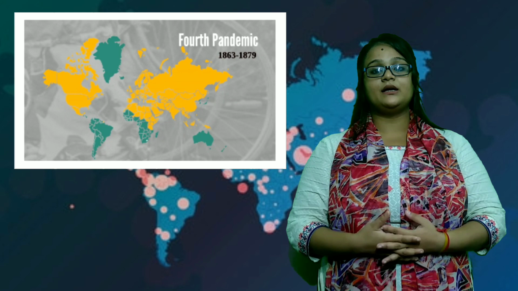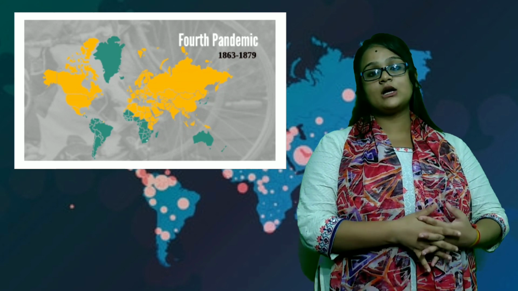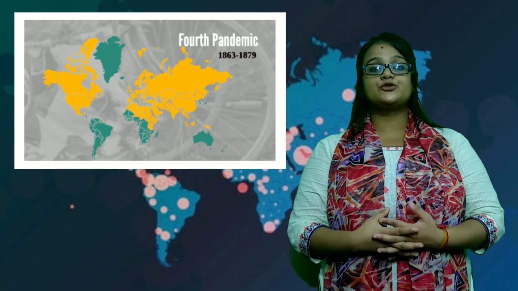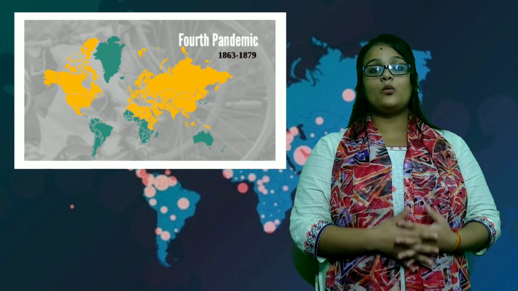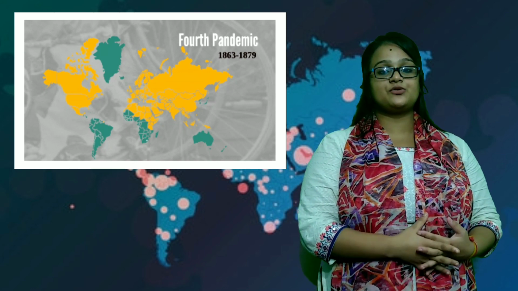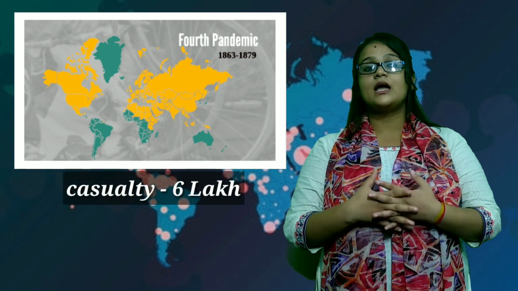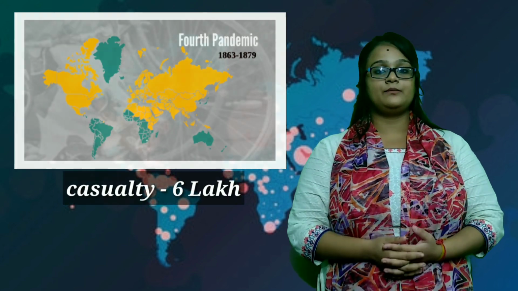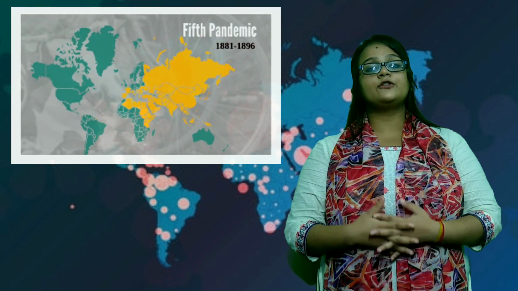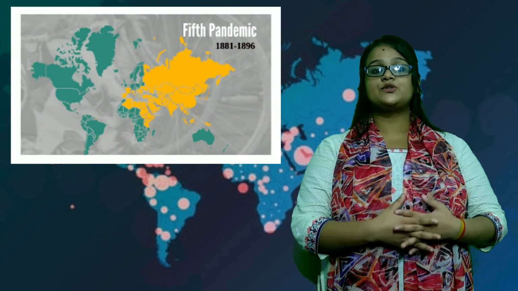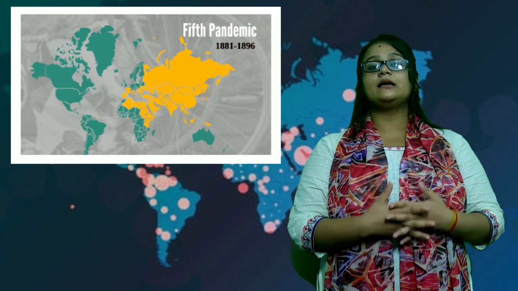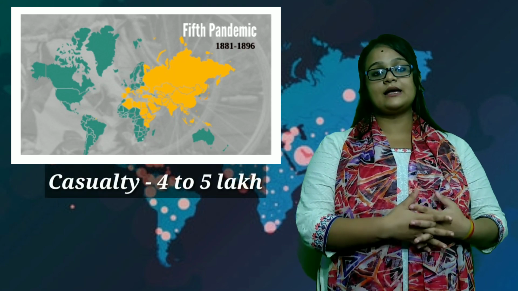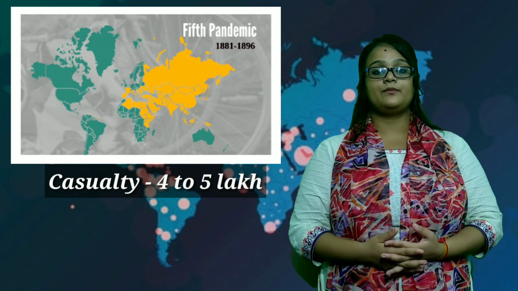The fourth pandemic began in the delta of the Ganga Brahmaputra and spread throughout Middle East Asia and worldwide. The pandemic lasted from 1863 to 1875, killing around 6 lakh people. The fifth cholera outbreak happened between 1881 and 1896, killing approximately 4 to 5 lakh people worldwide.